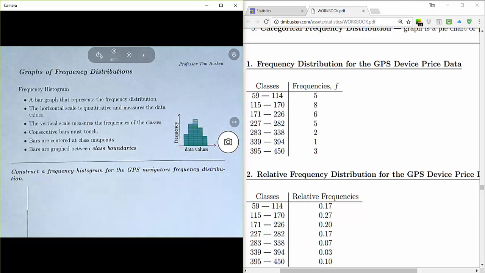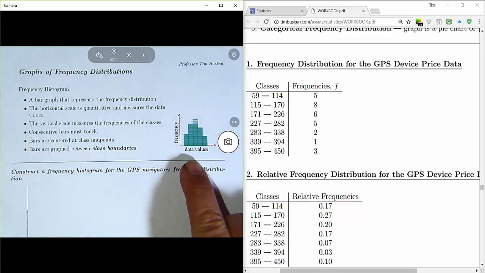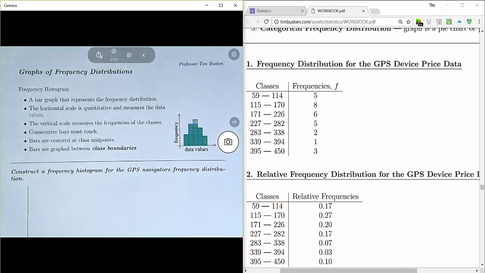The horizontal scale is quantitative and it measures the data values. The vertical scale measures the frequencies of the classes. On your frequency histogram, consecutive bars must touch unless you have a class that has a frequency of 0. So bars must touch, and your bars are centered at the class midpoints, and the bars will always connect at the class boundaries.